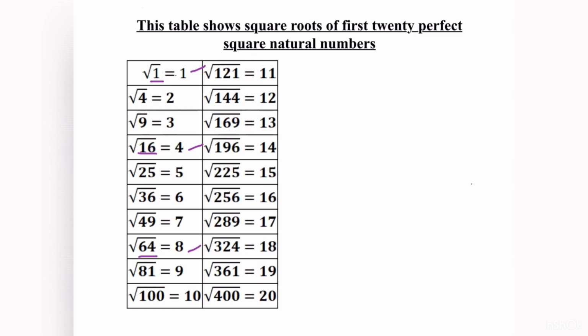Square root of 225 is 15. That means 15 is a number when multiplied by itself gives 225. Square root of 361 is 19. That means 19 is a number when multiplied by itself gives 361. Square root of 400 is 20. That means 20 is a number when multiplied by itself gives 400.